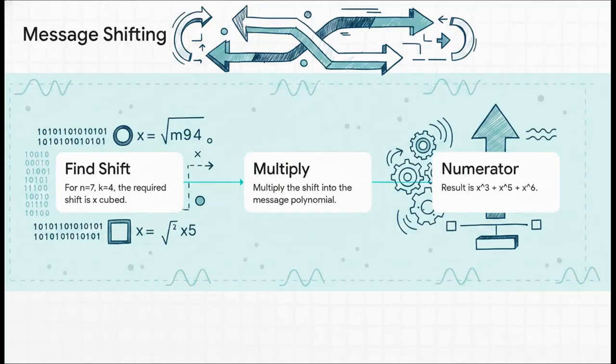So step 1 is to calculate that shifted message polynomial. With n equals 7 and k equals 4, our shift is x cubed. Multiplying this into our m of x gives us x cubed plus x to the 5th plus x to the 6th. Hold on to this result because it's going to serve as the numerator for our upcoming division.